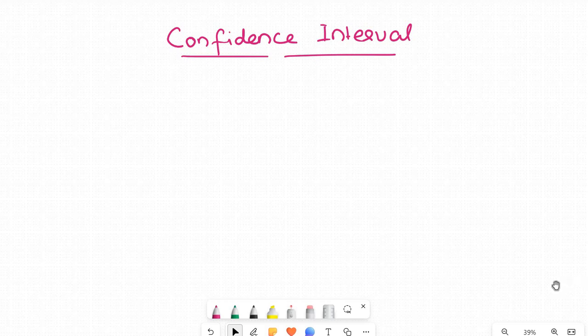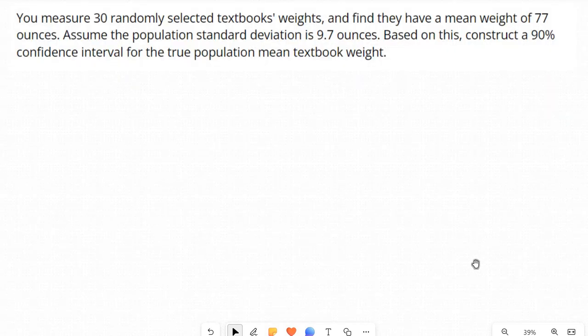Today, we are going to discuss the confidence interval. Let us discuss this with the help of a problem. Okay, here is a problem.